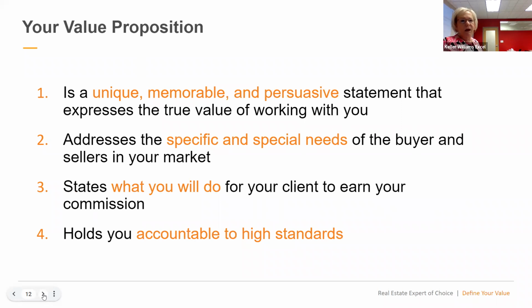So here we are. A value proposition also states what you will do for your client to earn the commission. We don't get paid till we go to a closing, right? You don't get any awards or prizes for showing the most amount of houses to a buyer, right? So don't tell me you worked with somebody for 2 years and showed them 200 houses and made 17 offers, because it doesn't matter. Guess what? Don't figure your hourly dollar rate, because it's pretty bad. A value proposition holds you accountable to high standards.